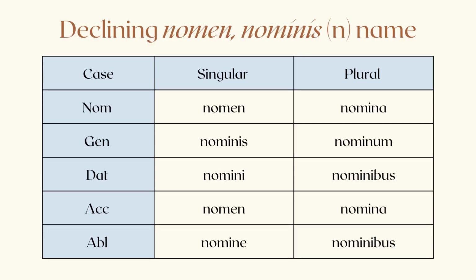Here's a neuter noun of the third declension. Nomen, nominis, meaning name. Nomen, nominis, nomini, nomen, nomine. Nomina, nominum, nominibus, nomina, nominibus. Nominibus has four syllables, so we change the pronunciation again to emphasize the second syllable, nominibus.